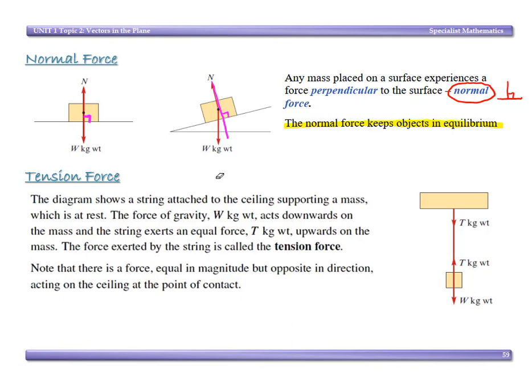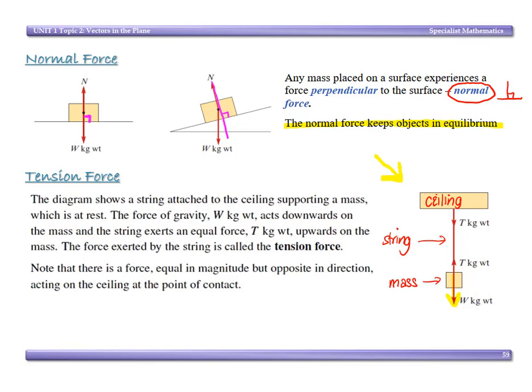Now, tension force. The diagram, as you can see here, shows a string attached to the ceiling supporting a mass. Okay, so this is the ceiling here, and this is my mass. So this here is the string supporting the mass. Now, what you'll notice in this case, we still have our force of gravity acting straight down. Okay, so that's our weight. We also have tension in the string.